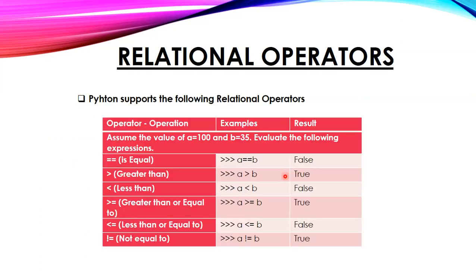See the tabular column, which shows the operators used under relational operators: equal to, greater than, less than, greater than or equal to, less than or equal to, and not equal to. These are the symbols for all these operators. A is equal to B, A is greater than B, A is less than B, A is greater than or equal to B, A is less than or equal to B, A is not equal to B. The examples will be explained in the demo session.